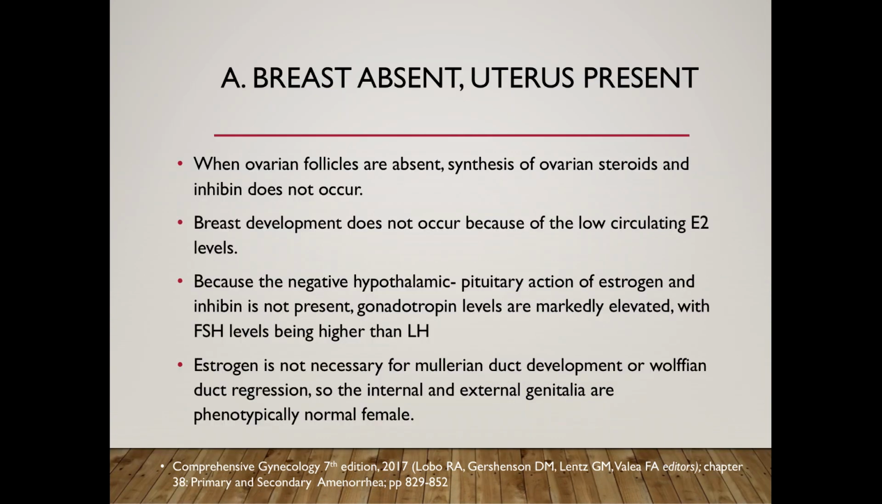When ovarian follicles are absent, such as in patients with streak gonads, synthesis of ovarian steroids such as estradiol and inhibin does not occur. Breast development does not occur because of the very low circulating levels of estradiol. Because the negative hypothalamic pituitary action of estrogen and inhibin is not present, gonadotropin levels are markedly elevated, with FSH levels being higher than LH. Estrogen is not necessary for Mullerian duct development or Wolffian duct regression, so the internal and external genitalia are phenotypically normal female.